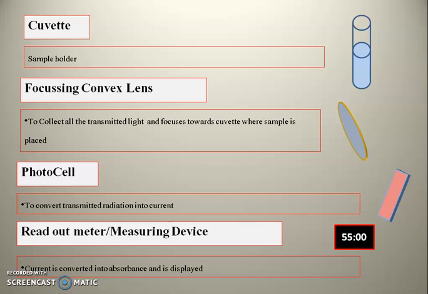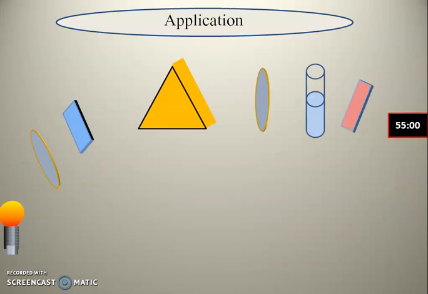Let's see how spectrophotometer works. The radiation generated from radiation source goes to lens, collimating convex lens. The collected rays goes to diaphragm, where 100% transmittance is assured. Then it goes to monochromator, that means prism, where it is converted to monochromatic light, that means light of single wavelength. The transmitted light from prism goes to focusing lens, where all the rays are collected and focuses towards cuvette.